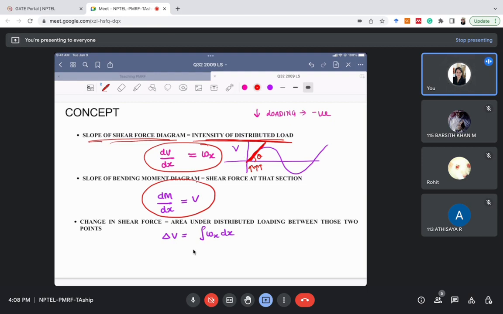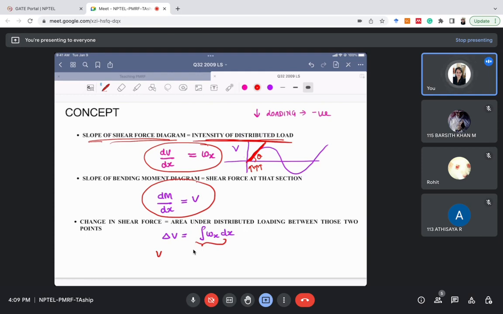Okay. Third point is change in the shear force equal to the area of the distributed loading between those two sections. It means that we can also write it as delta V equal to area under the distributed loading, that is integral over wx dx. Don't worry, we do not have to solve any integral here.